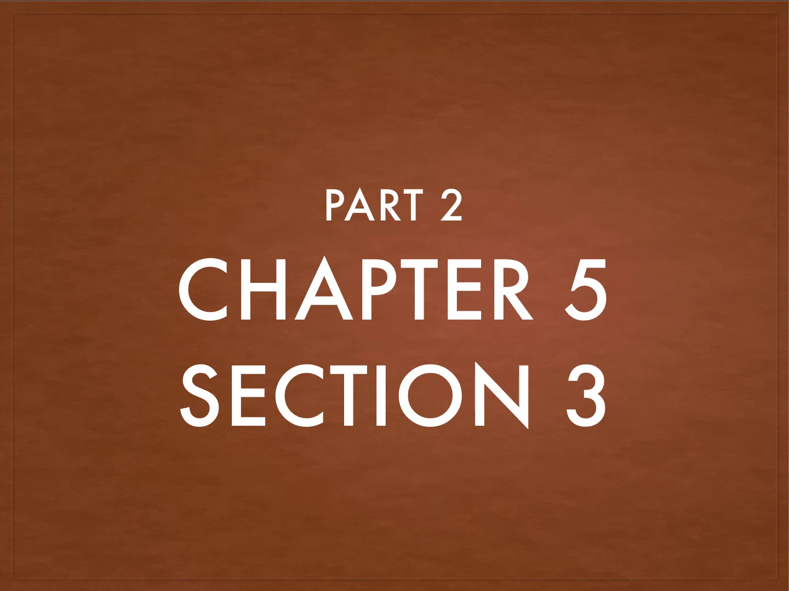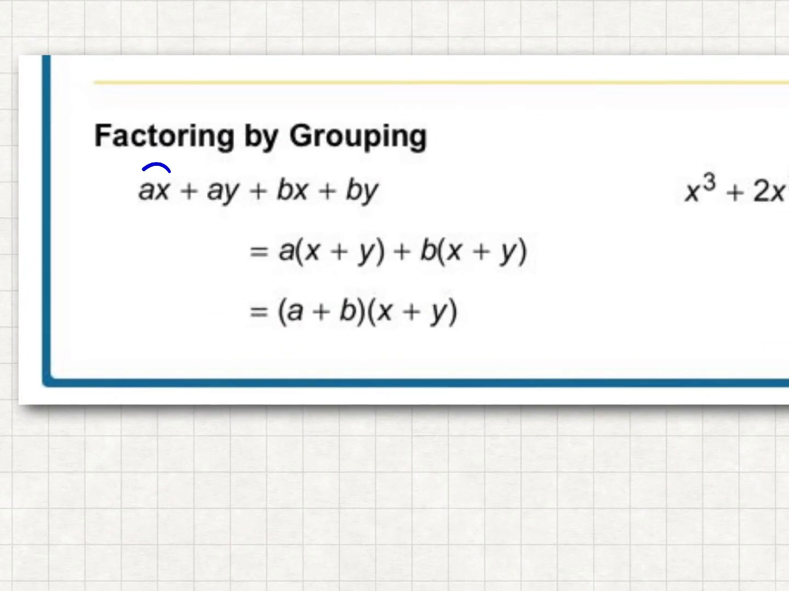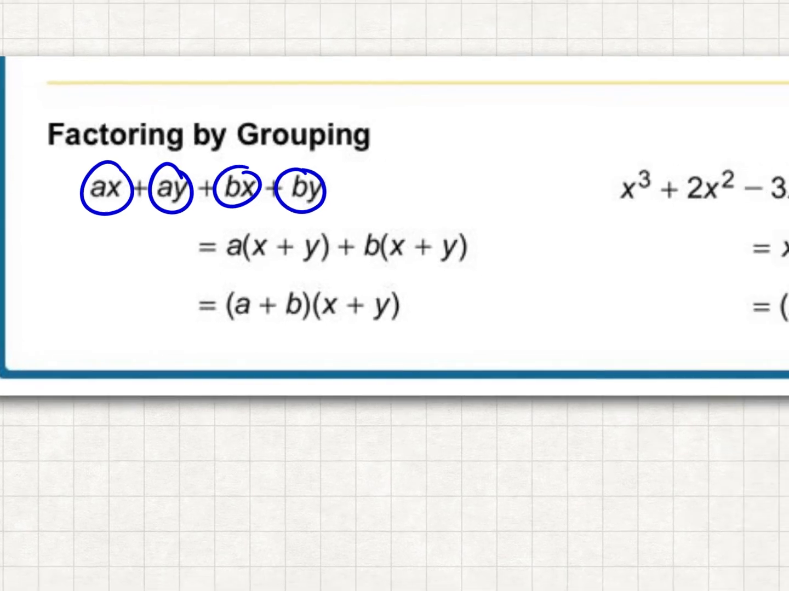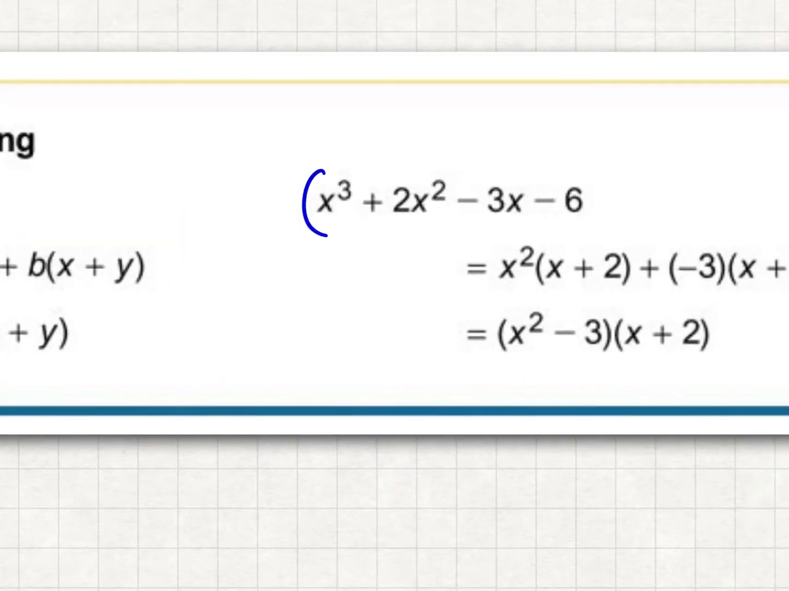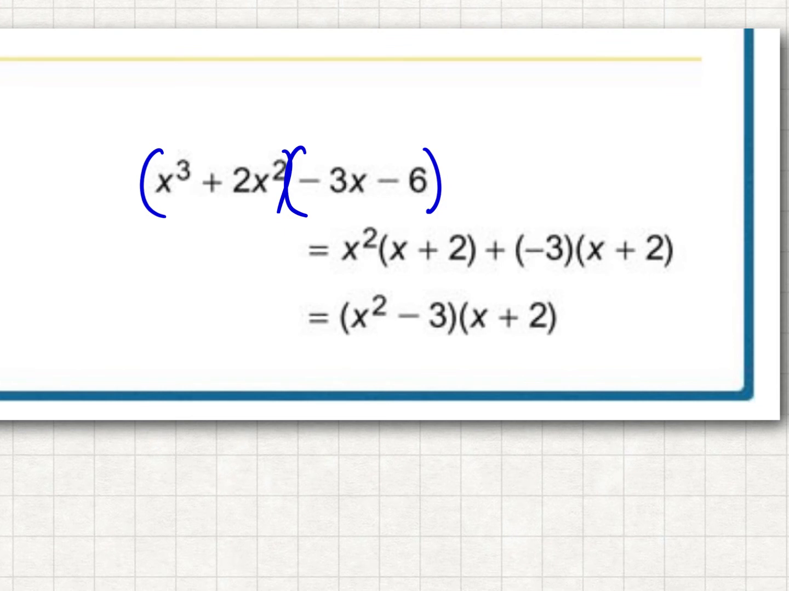So 5.3 part 2, we're going to learn a new way to factor. So that is factor by grouping. Anytime we have 4 terms, so in our example here, we have 1, 2, 3, 4. This is a polynomial with 4 terms. We want to factor by grouping. So what we do is we group the first 2, and then we group the second 2. And we take out a greatest common factor from each group.